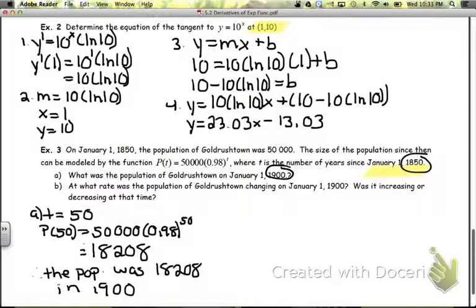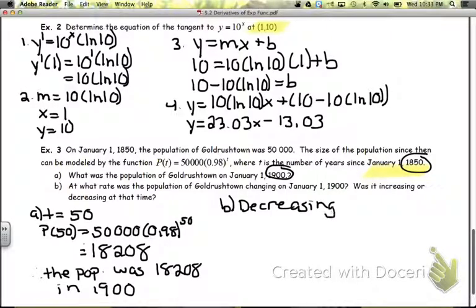Now in part B, at what rate was the population of Gold Rush Town changing on January 1st, 1990? Was it increasing or decreasing at this time? So I can see just by part A here that it is decreasing. We went from 50,000 of our population to 18,208. So it is decreasing. We know that.